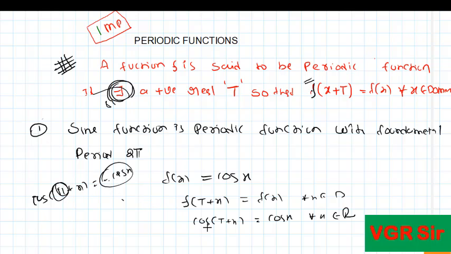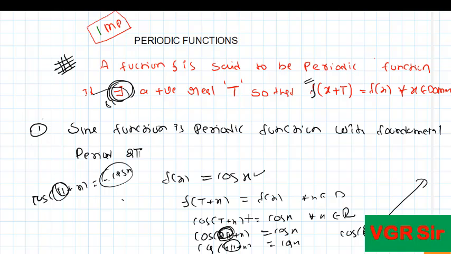Understood? So instead of t, you write 2 pi. Cos of 2 pi plus x equals cos x only. Cos of 4 pi plus x is cos x only. Cos of 6 pi plus x is cos x only. What happened? t may be 2 pi, t may be 4 pi, t may be 6 pi, and so on. Among all these, the smallest one is 2 pi. So the cos function is also a periodic function with fundamental period 2 pi.